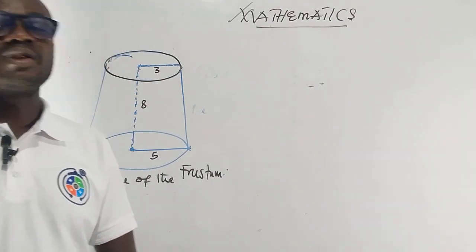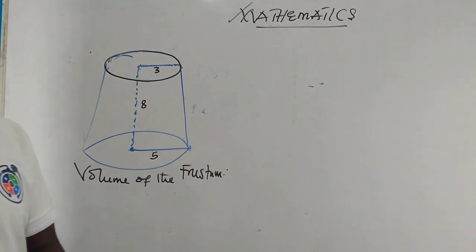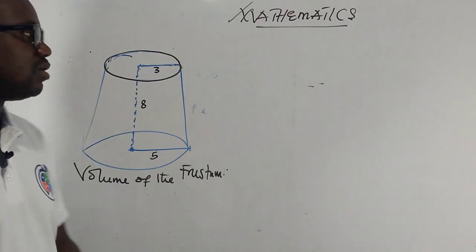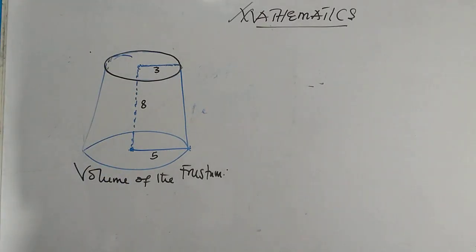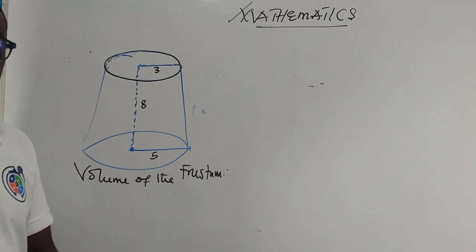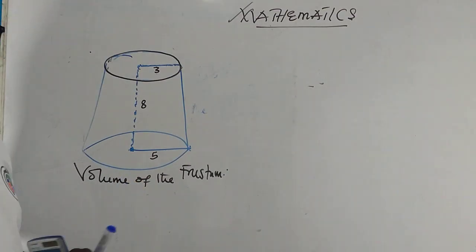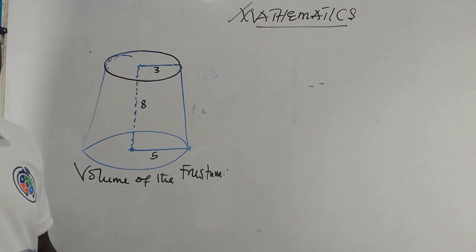Now let's look at this master class. This is an examinable question, and this is how to solve it. This is a truncated cone, which we call the frustum. Now we need to find the volume of this particular diagram.